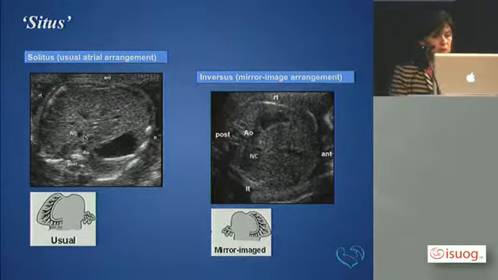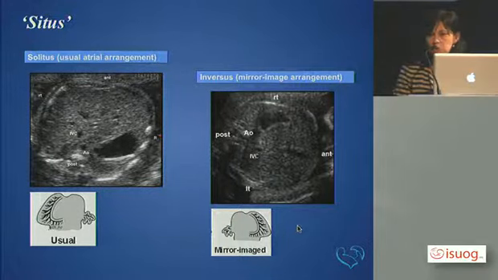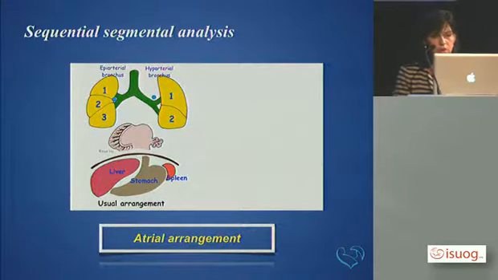These are just examples of a baby with usual arrangement, where a big right atrium on the right is inferred from here and a little left one on the left. And in this one, working out that this is the right side, the stomach is on the right side, the aorta is to the right, the inferior vena cava is to the left, and you would have a mirror image arrangement. And then you may or may not have a cardiac abnormality associated with that.